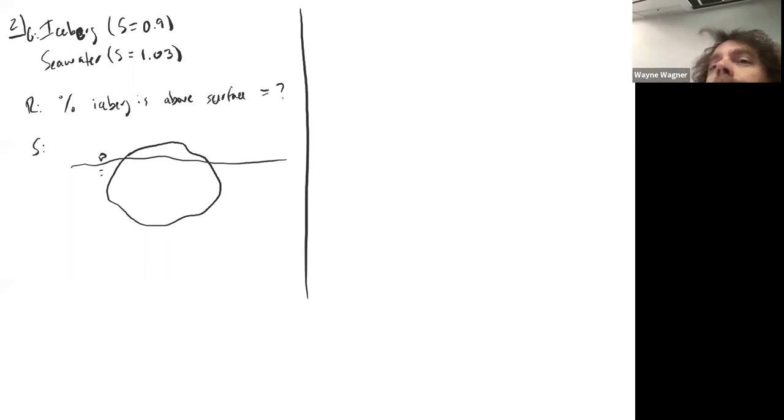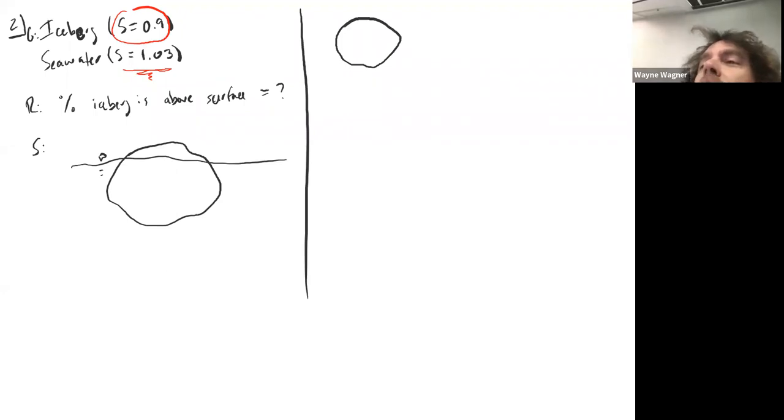The reason for that is because these two numbers are very similar. I think I made the ice number up; I don't think I looked up the specific gravity of ice. But the seawater is just barely denser than water. Water would have an S of 1, and the iceberg is just less dense than water. It's because those numbers are so similar.